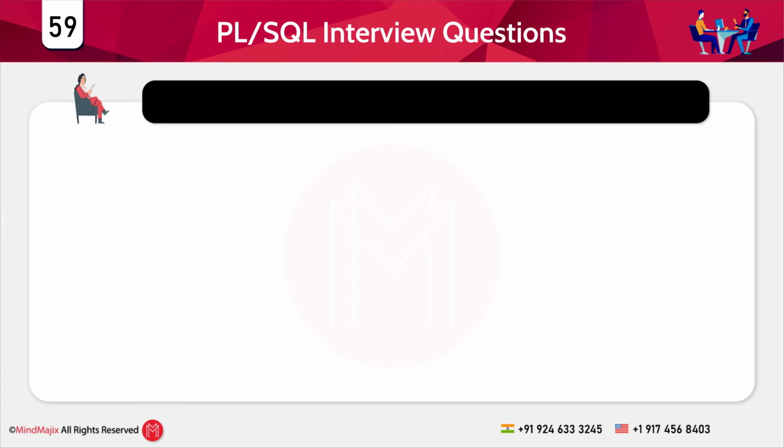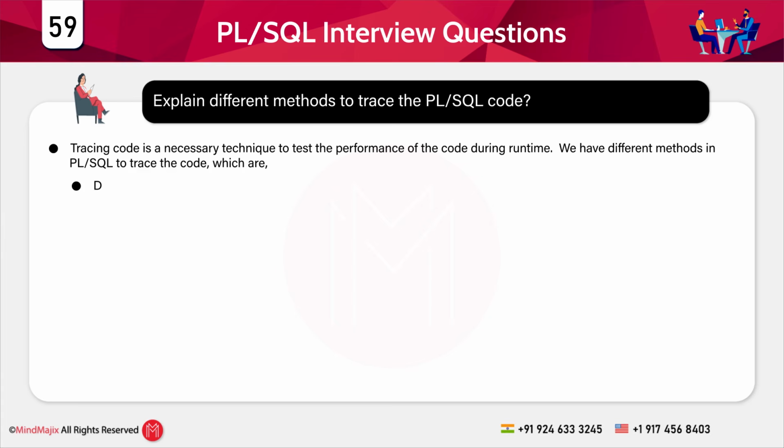The next question is, explain different methods to trace the PL/SQL code. So tracing the code is a necessary technique to test the performance of the code during runtime. We have different methods in PL/SQL to trace the code, such as DBMS_TRACE. Then you also have DBMS_APPLICATION_INFO. After this, you have TKPROF utilities and TRCSESS. And then you have DBMS_SESSION and DBMS_MONITOR.